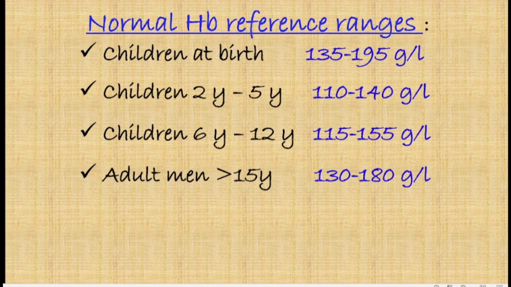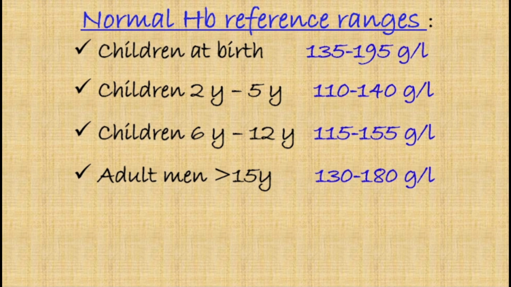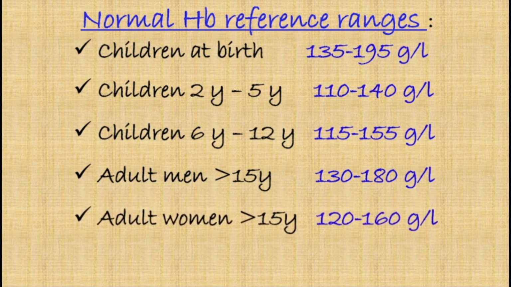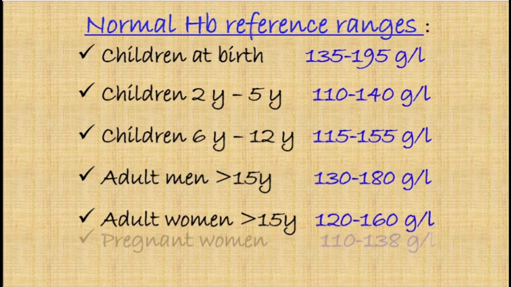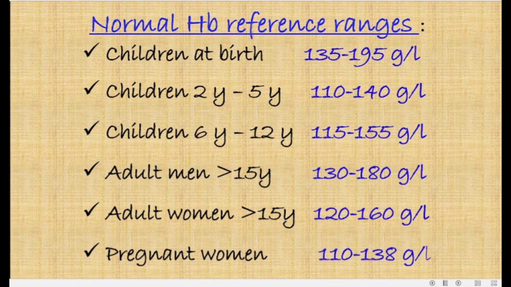Adult men above the age of 15 years, it's about 13 to 18 grams per dL. And adult females above the age of 15 years is about 12 to 16 grams per dL. And lastly, pregnant women, the HB range is between 11 to 13.8 grams per dL.